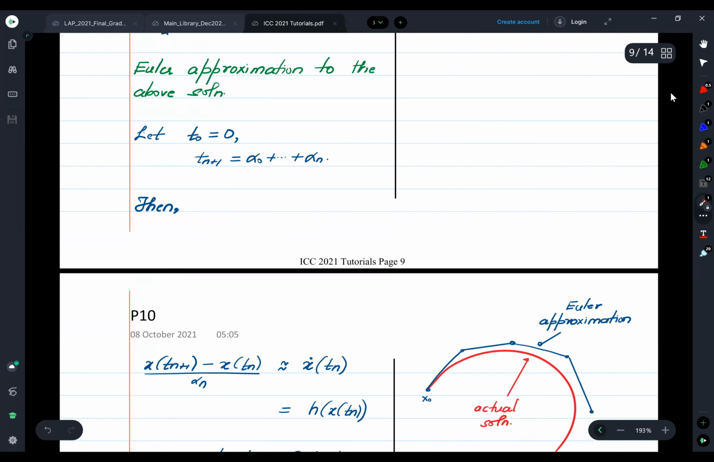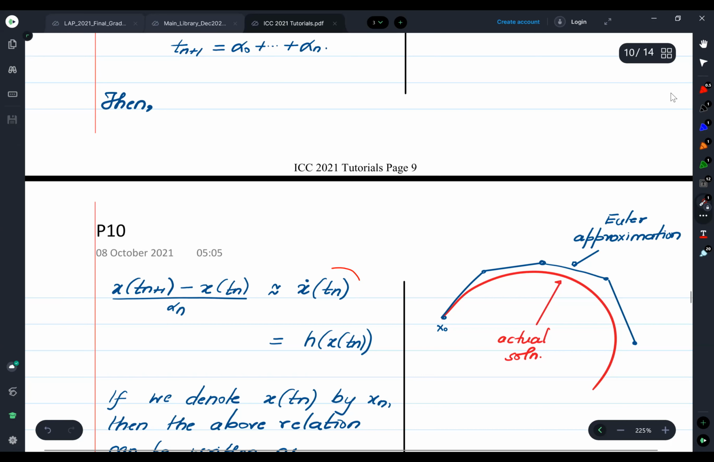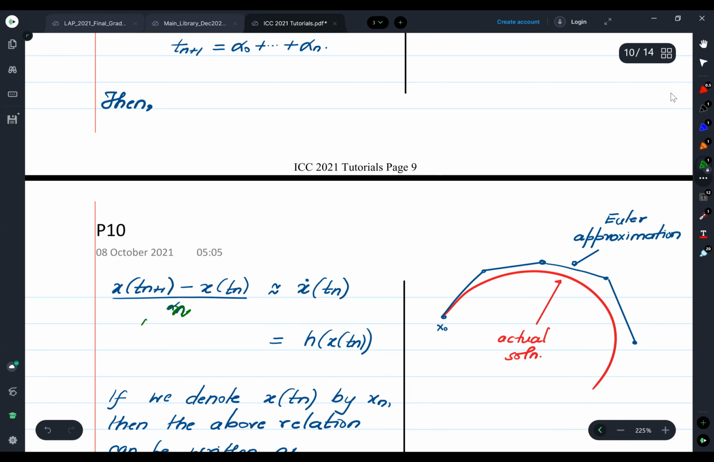The reason that we can compute an approximate solution is that the derivative at any given time, let's say tn, we can sort of write it as the value of the trajectory at time tn plus 1 minus the value of the trajectory at time tn, divided by tn plus 1 minus tn. So the derivative of the trajectory at time tn, if I choose tn and tn plus 1 very close to each other, I hope you agree that x of tn plus 1 minus x of tn divided by tn plus 1 minus tn will approximately equal the derivative of x at time tn.